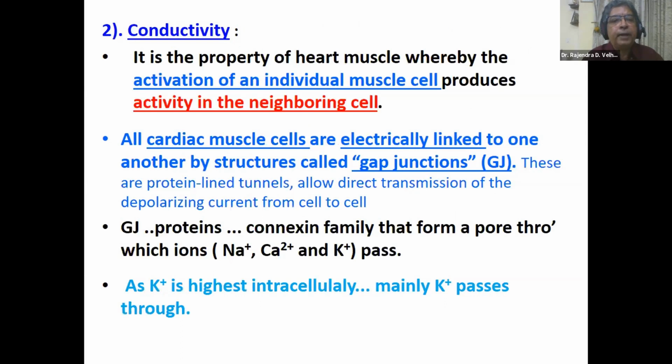The second important property is conductivity. It is the property of the heart muscle whereby the activation of an individual muscle cell produces activity in the neighboring cell.